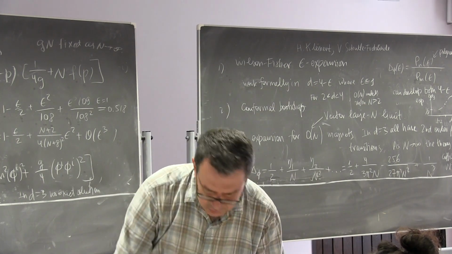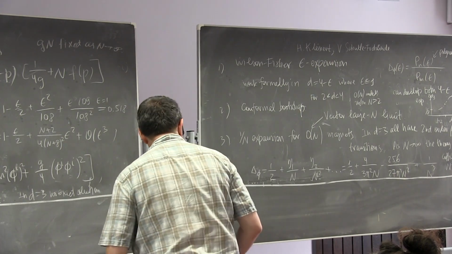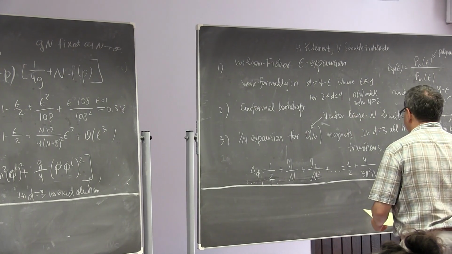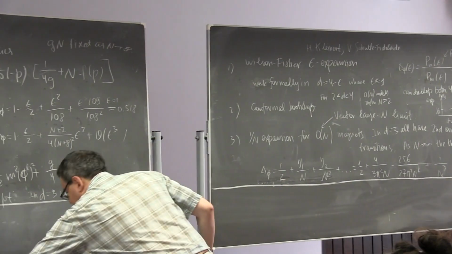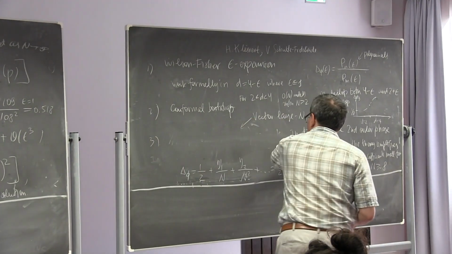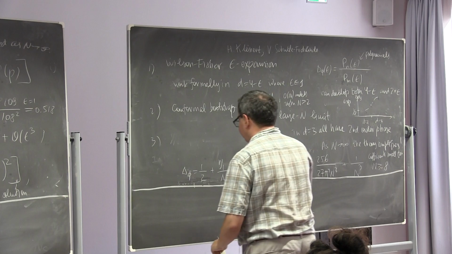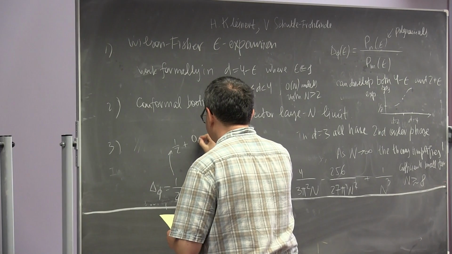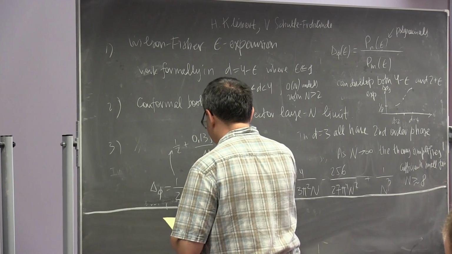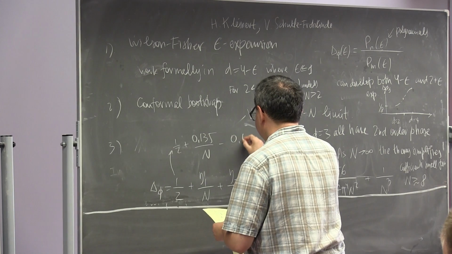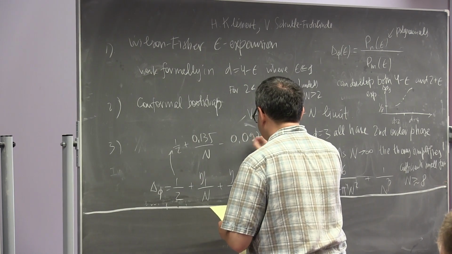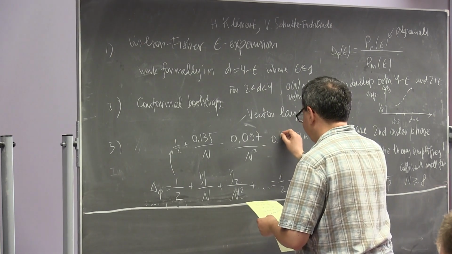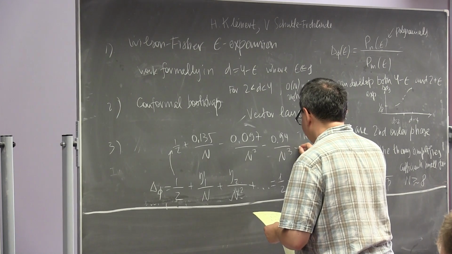Yeah, it's not obvious from this, but the numerical coefficients here are the following. So this is really 1/2 minus or plus 0.135 divided by n minus 0.097 divided by n squared. And then already the third one is 0.94 divided by n cubed.